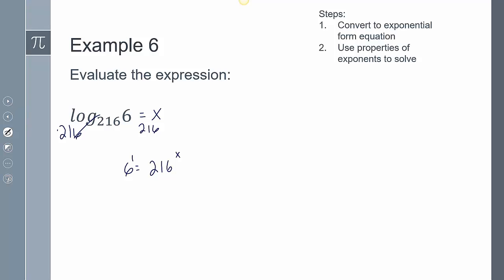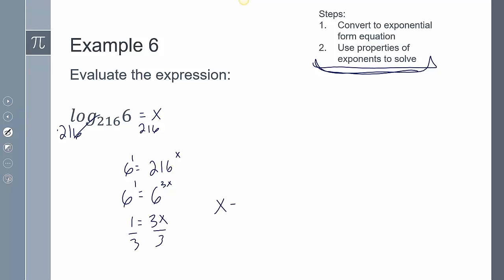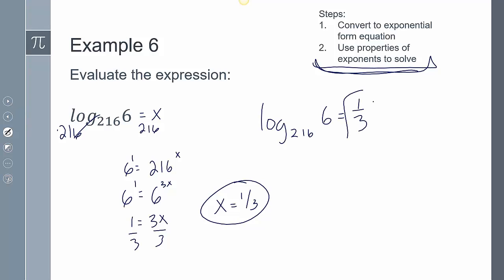Well, this is 6 to the first power. This 216 to the x, well, 216, 6 times 6 times 6. Okay, that's 6 to the third. So I need to make the bases the same using my property of exponents. So 6 to the first equals 6 to the 3x. Now that the bases are the same, set the exponents equal to each other, divide both sides by 3, x equals 1/3. Now remember, we have to say that this just simplifies log base 216 of 6 equals 1/3.